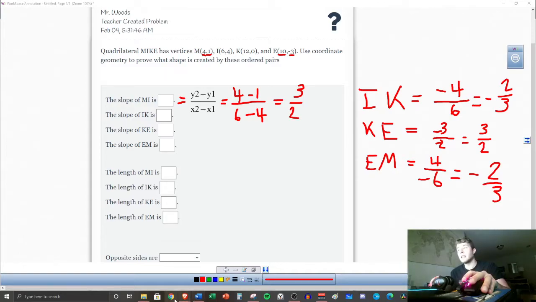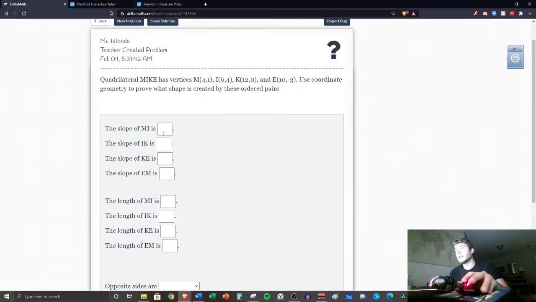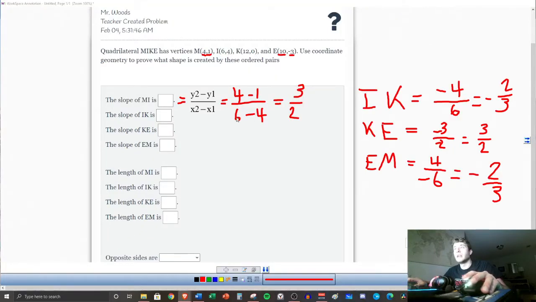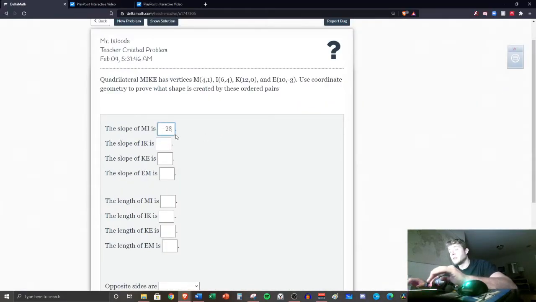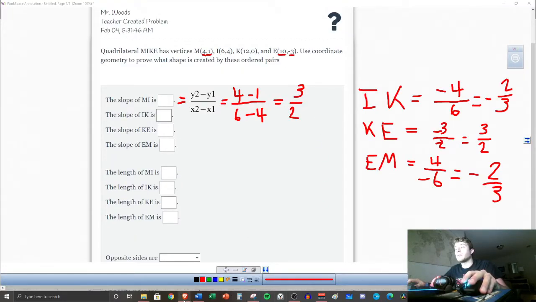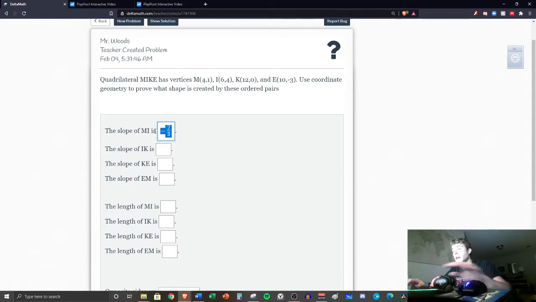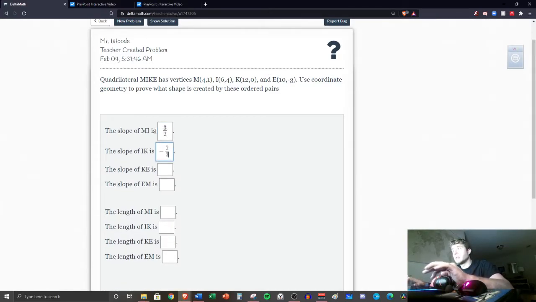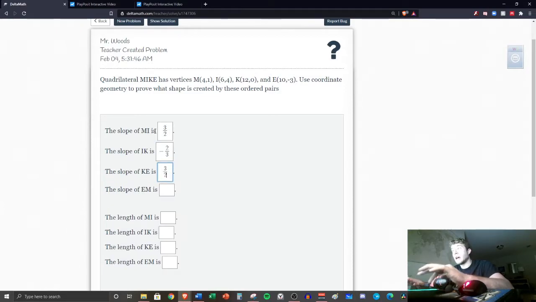On Delta Math, we want to go in here. We're going to do -2/3. Wait, is that what we got? No, it was 3/2. Make sure you put the right one. So it's 3/2, -2/3, then we get another 3/2, and -2/3.